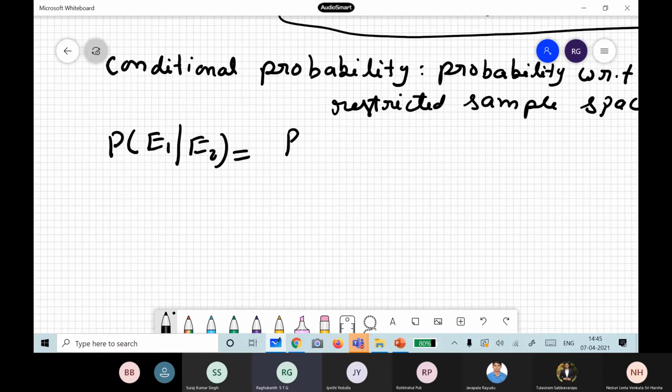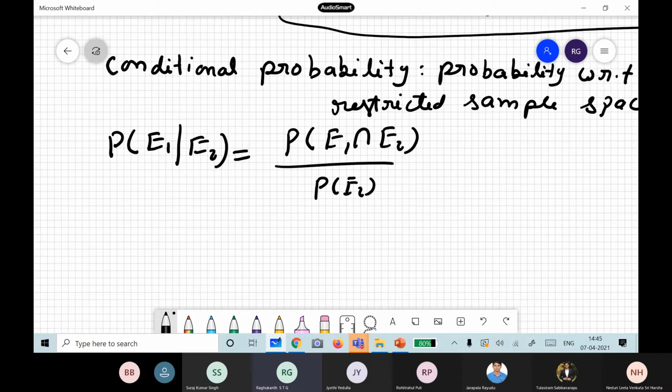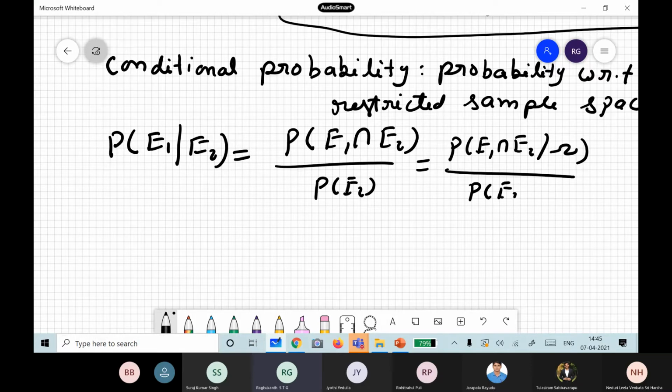It is also defined like this: probability of E1 intersection E2 divided by probability of E2 itself. Or you can also write this as probability of E1 intersection E2 in the original sample space, and probability of E2 in the original sample space. You followed, right? So like that, we try to write these numbers also. So everything is conditional only, but if it is the original sample space, we don't write it as a conditional thing.